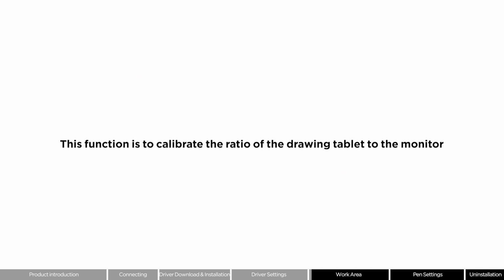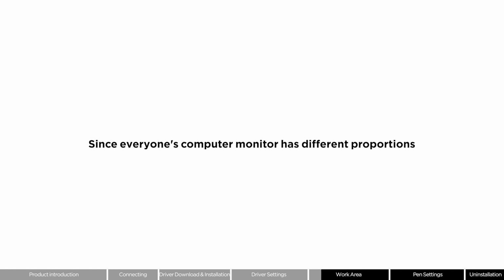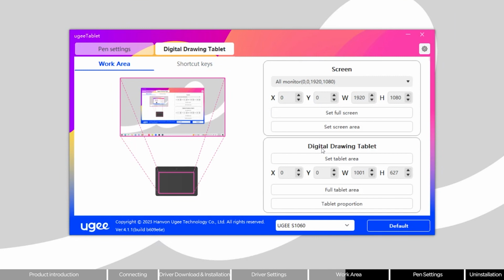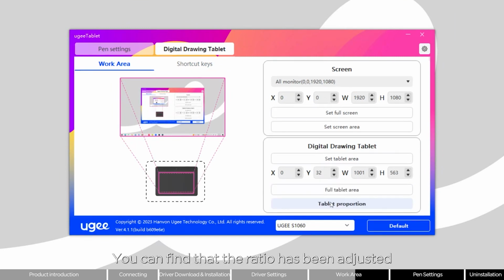This function is to calibrate the ratio of the drawing tablet to the monitor, since everyone's computer monitor has different proportions. Those that are not calibrated for the work area may have slight distortion while drawing. Click Work Area. Click Tablet Proportion. You can find that the ratio has been adjusted.